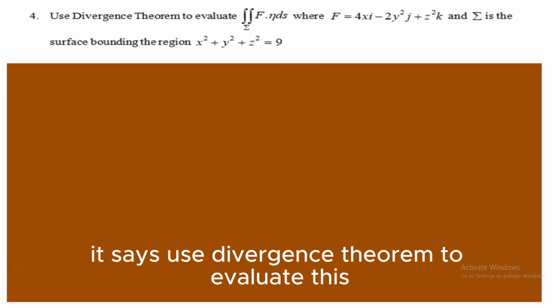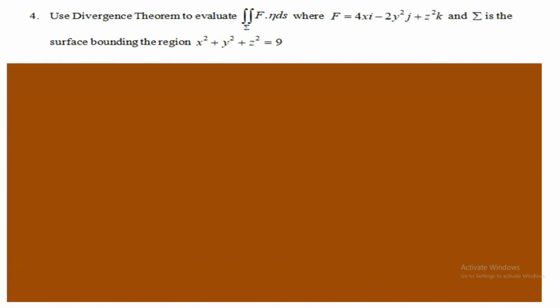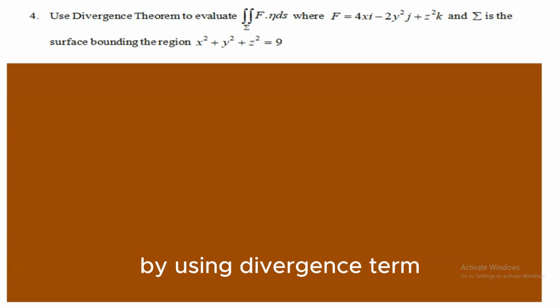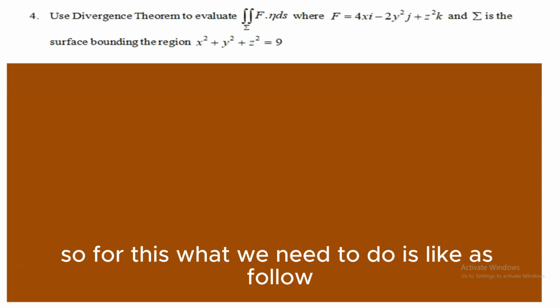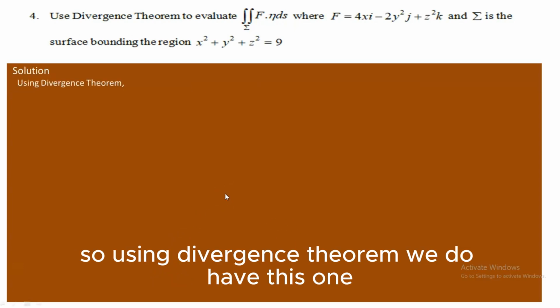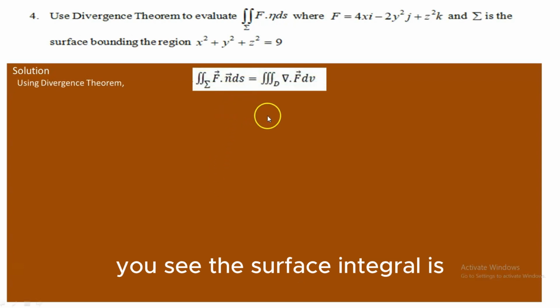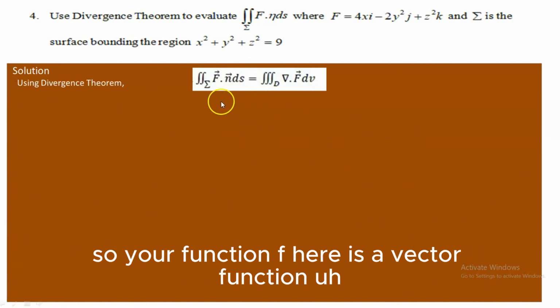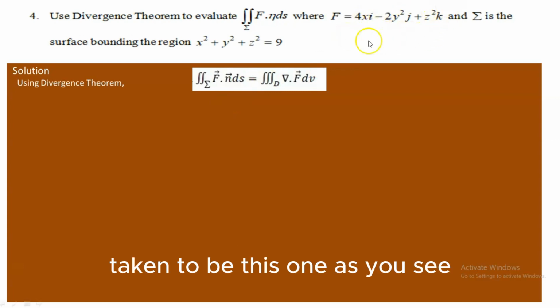It says use divergence theorem to evaluate this particular question. So how do you find the solution for this by using divergence theorem? For this, what we need to do is as follows. Using divergence theorem, we have this one. See, the surface integral is related with the triple integral, as you see. So your function f here is a vector function taken to be this one.